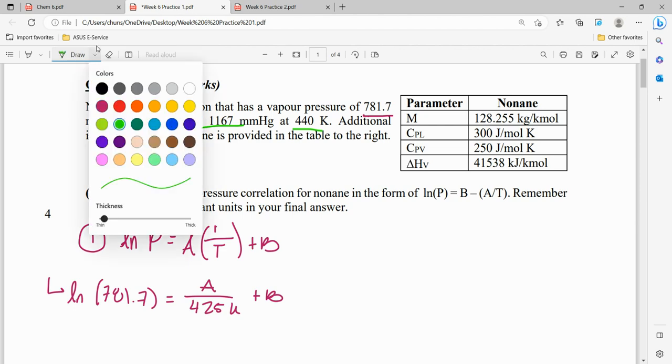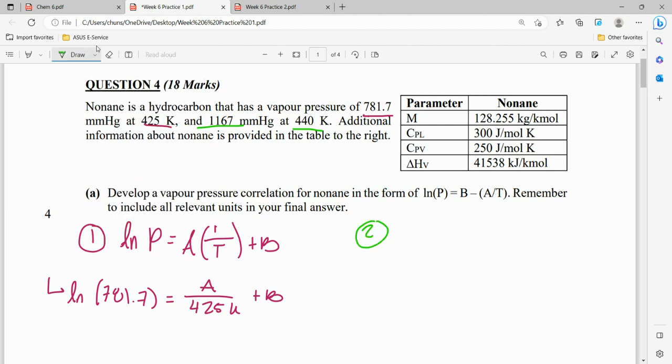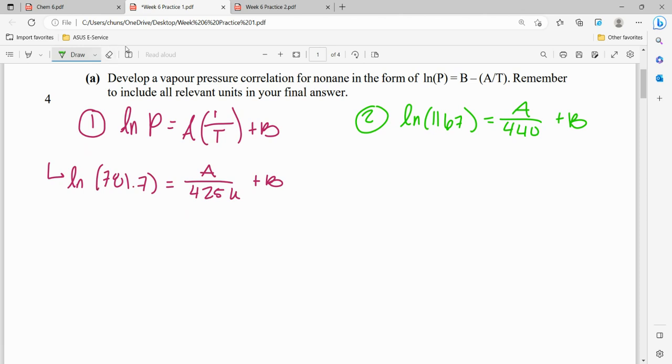In our second equation, we're going to have ln 1167 equals A over 440 plus B. These A and B parameters are going to be the same for either correlation because the ratio remains the same. So to relate these two, we're going to subtract equation 2 from 1.